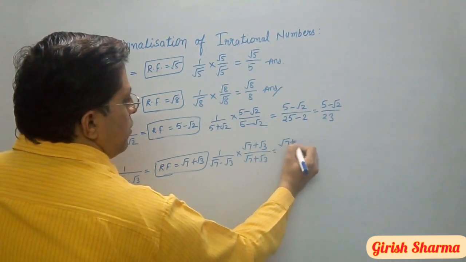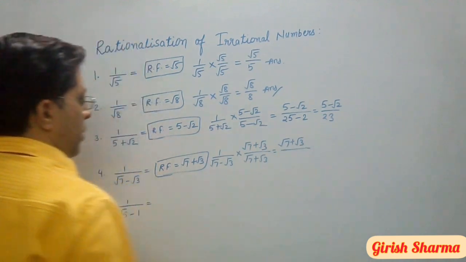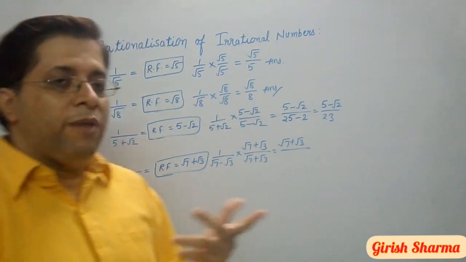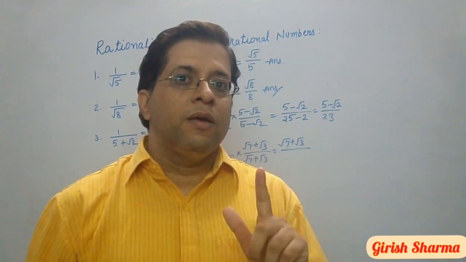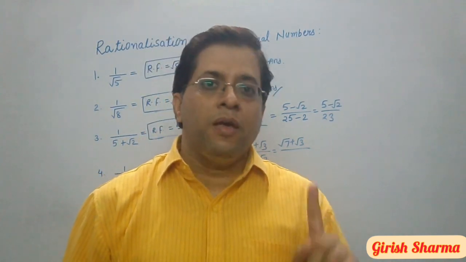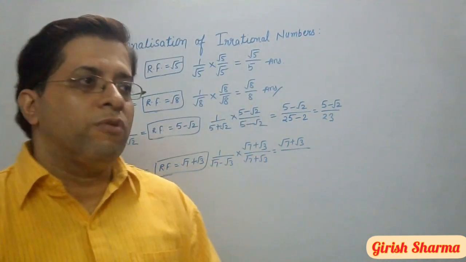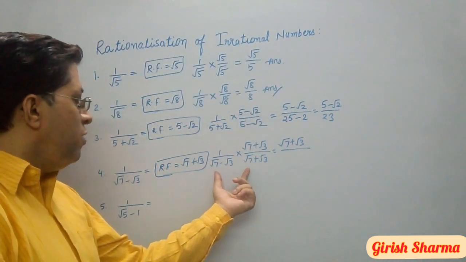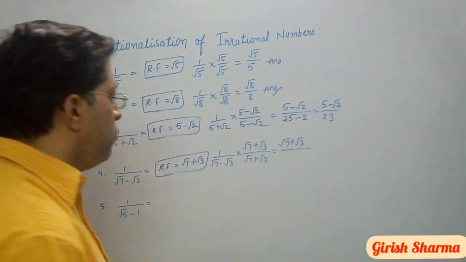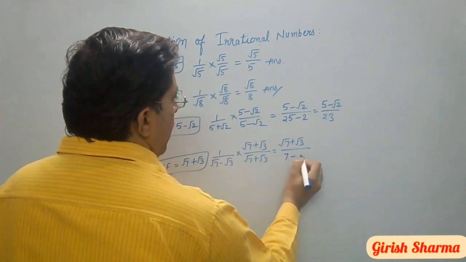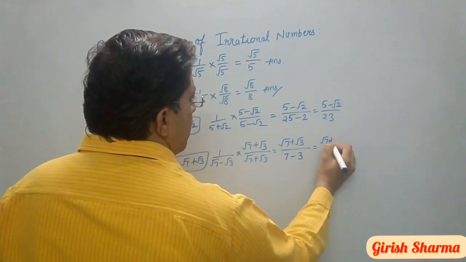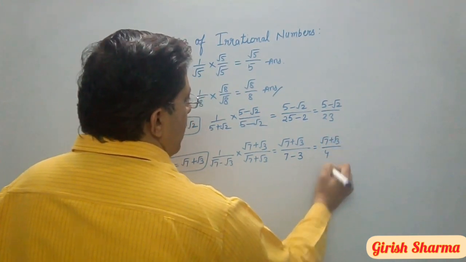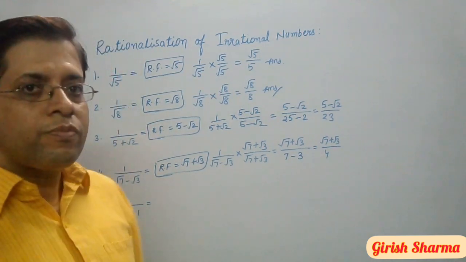So in the numerator the same number will come. In the denominator again we will use, tell me, which type of identity? Yes, a plus b into a minus b, which will be a square minus b square. A square minus b square means root 7 into root 7 is 7, and root 3 into root 3 is 3. Then your last answer is 7 minus 3, which is 4.